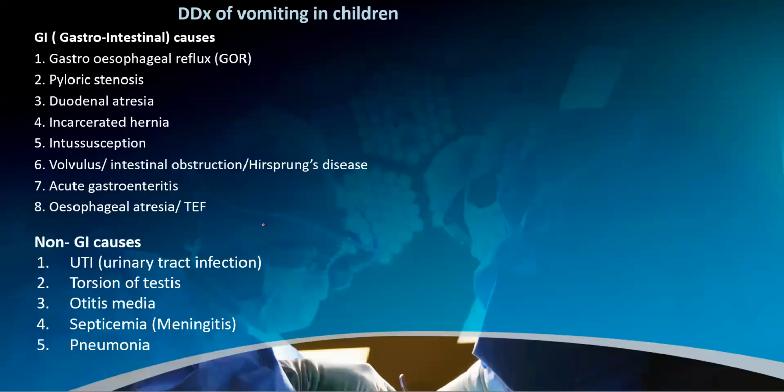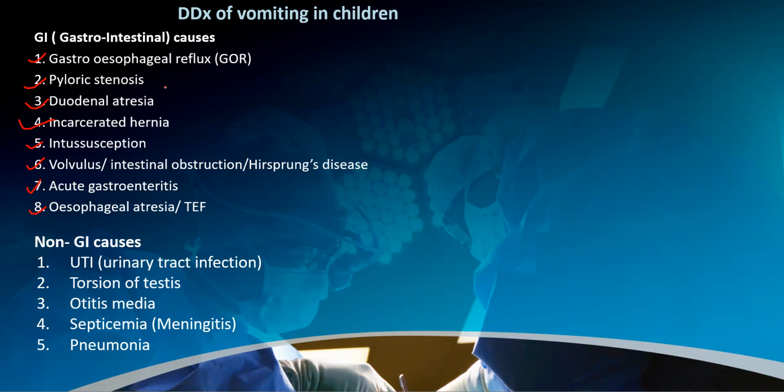As always, what are the differential diagnoses for a child who presents to you with vomiting? Especially if it is an acute onset of vomiting, we divide it into 2 things. Is it GIT related or non-GIT related? GIT related causes could be gastroesophageal reflux, pyloric stenosis, duodenal atresia, incarcerated or obstructed hernia, intussusception, volvulus, intestinal obstruction or Hirschsprung disease, acute gastro, esophageal atresia or tracheoesophageal fistula.